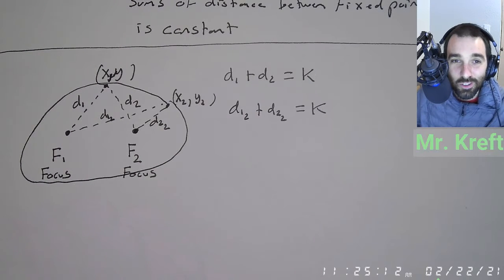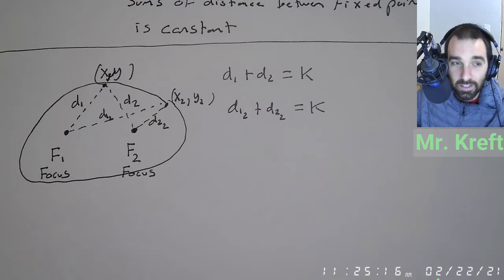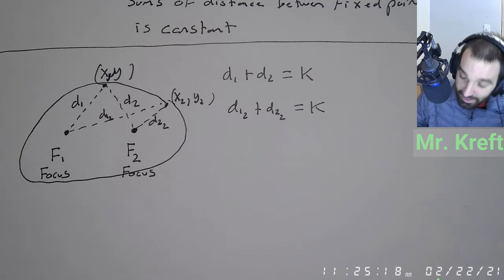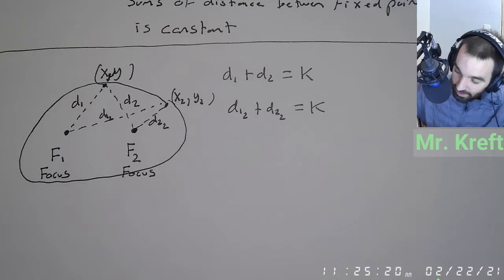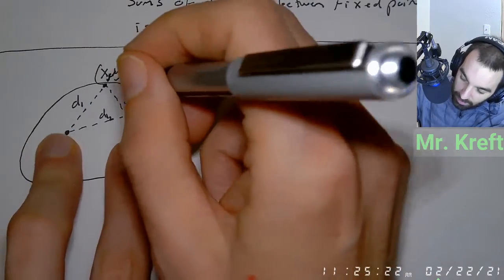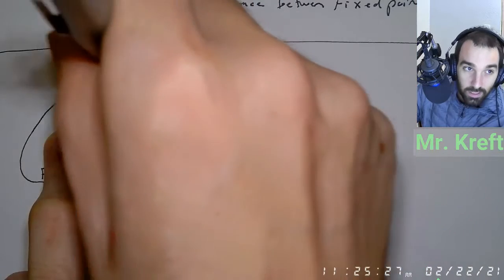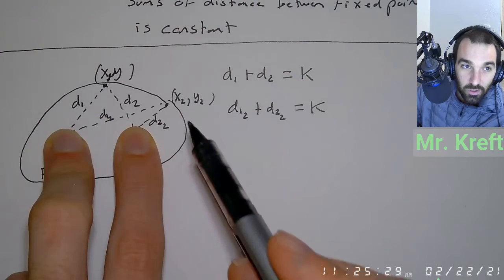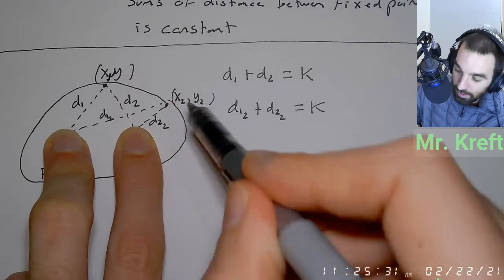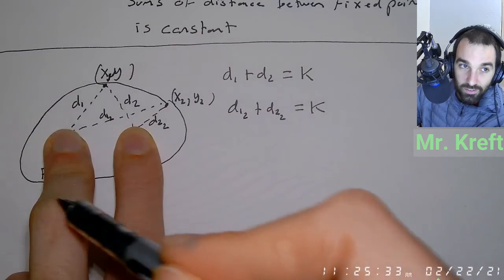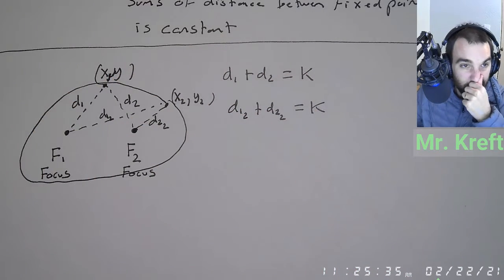You can tell it's just like a smushed circle, a non-perfect circle. I did really terribly there, didn't I? To do this, you take a piece of string, hold it at the foci, and put your pencil inside the string and go around like this. That's how you create an ellipse.